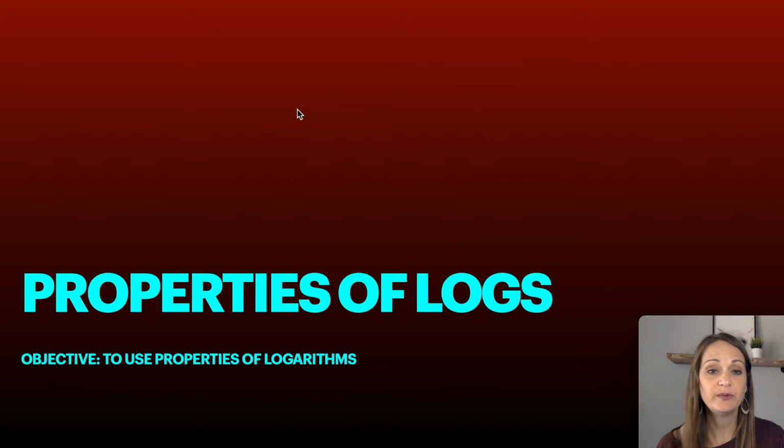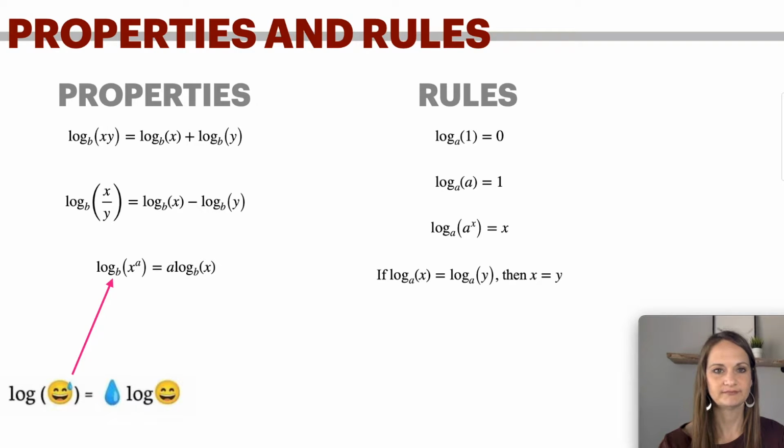In this video, we'll be discussing properties of logs and how to use those properties. The three properties of logs: if you have a log that has two functions multiplied together, then you can break them up into log of one function plus log of the other function. Same thing, if you have two functions that are divided, then you can take the log of one function and subtract the log of a second function.